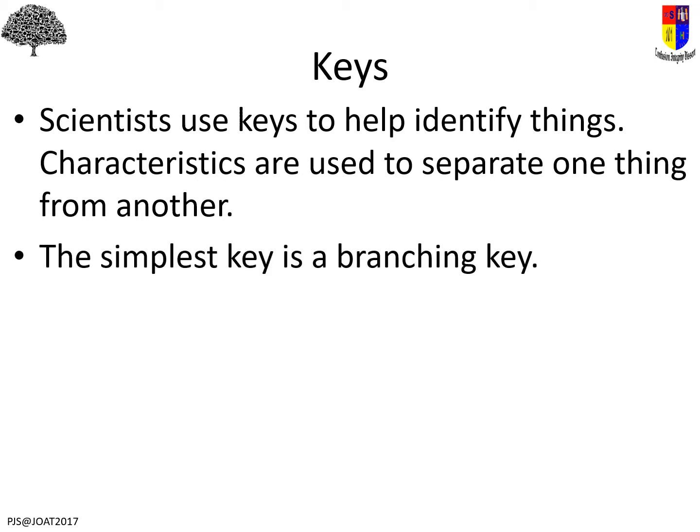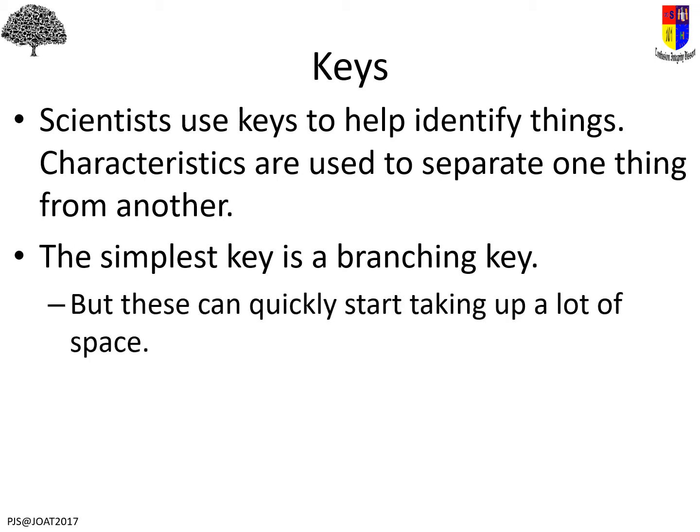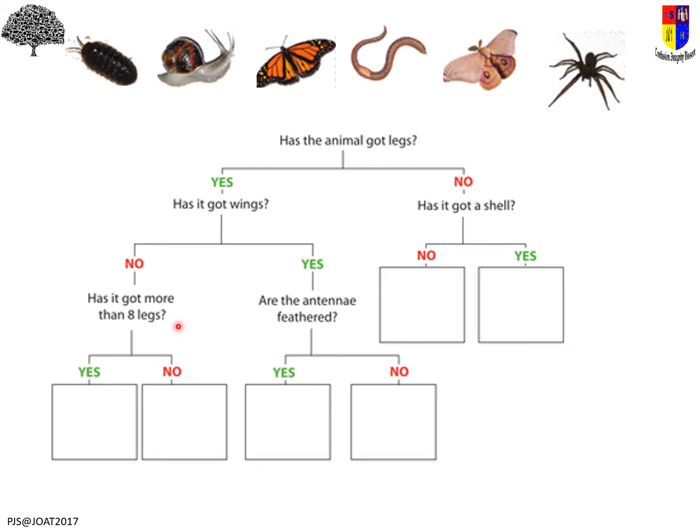And the simplest one that you'll have seen is a branching key. Now, you're not going to be asked to produce these, but you could, I suppose, see one. The problem with them is they start to take up lots and lots of space. So we will start looking at this one. So we've got our woodlice here. So we just start running the branch.